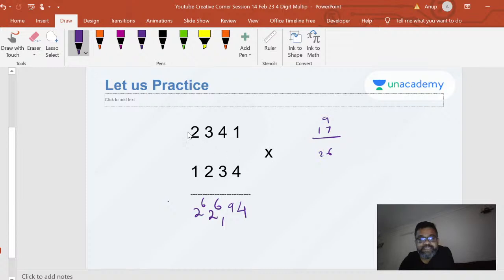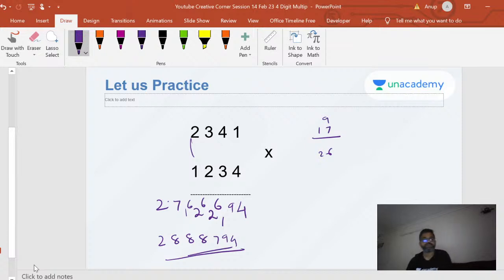Next step would be these 3 numbers, right? So what would be this? 2 into 3 is a 6, plus 4, 10, 10 plus 6, 16, right? And then you're going to do this operation, which is 4 plus 3, 7, right? And then finally this operation, 2 into 1, which is a 2. So what would be the answer here? 2, 8, 8, 8, 7, 9, 4, right? That's my answer. You can check it out. This is what you will get, right?